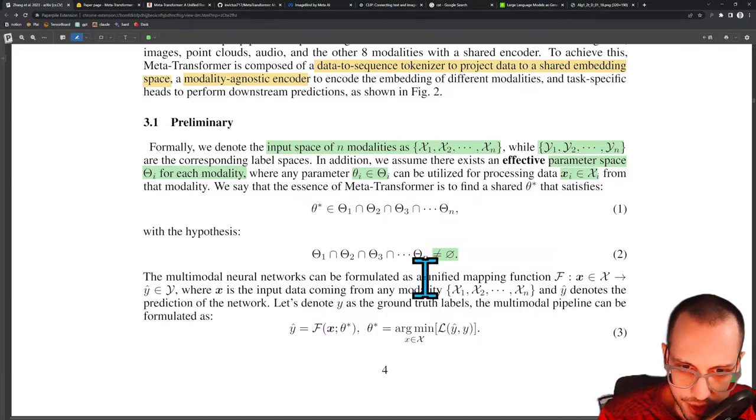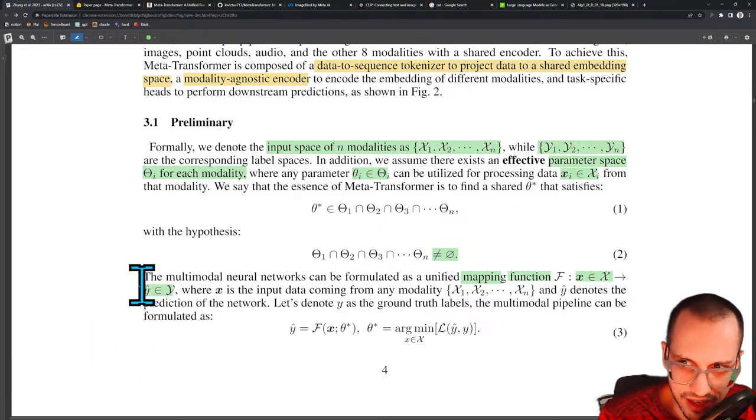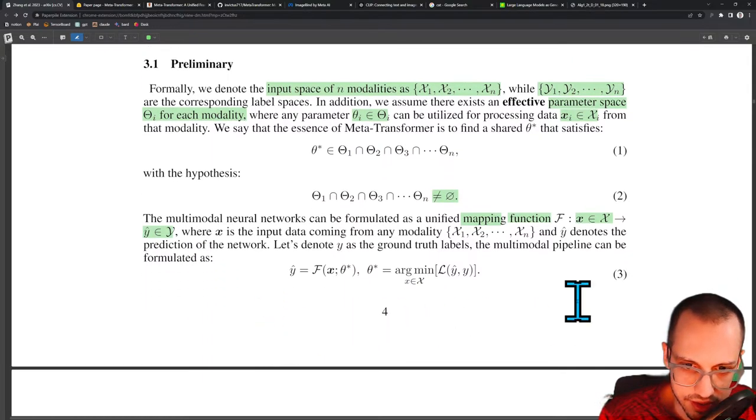The multimodal neural networks can be formulated as a unified mapping function, so a function that maps one set of things to a different set of things. So you have this function f, and it's mapping from X, big X, to Y. Why do they have this y hat here? Where x is the input data coming from any modality, and y hat denotes the prediction of the network. Let's denote y as the ground truth labels, and the multimodal pipeline can be formulated as this.